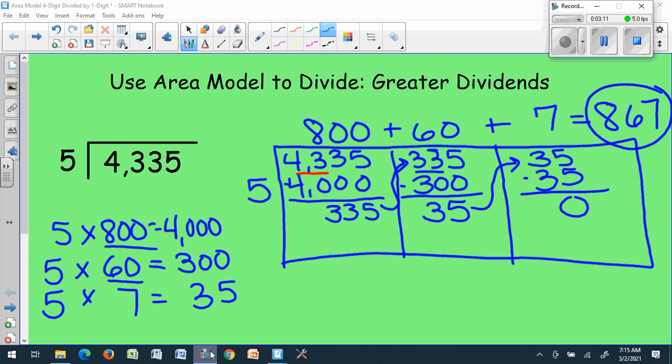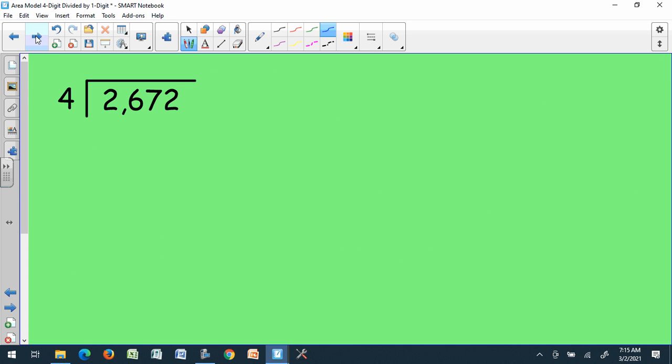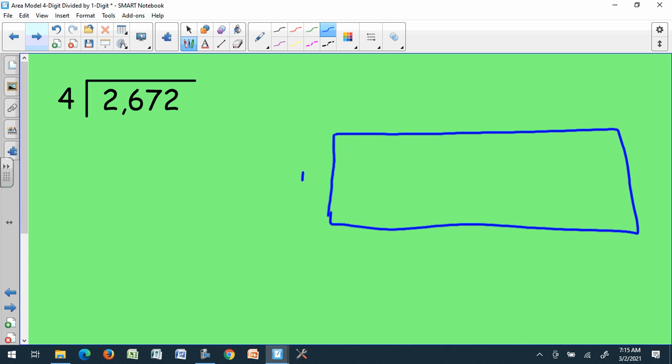All right, let's go on to the next problem. So set that up in your notebook, 2,672 divided by 4. And we'll put that into our area model. I'm going to put my 4 on the side, and then my 2,672 in the top left-hand corner.